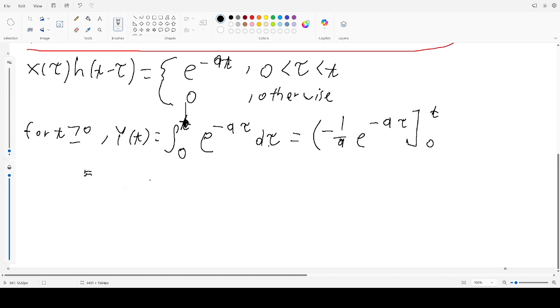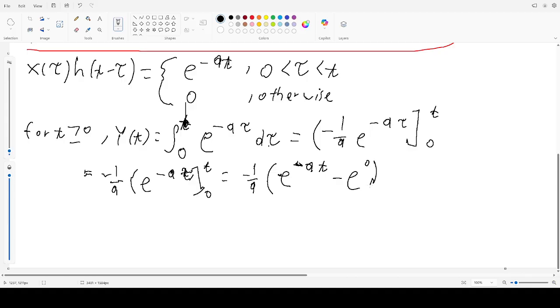Equals. Well, let's evaluate this integral. We can pull the negative 1 over a out because there's no variable there. Negative 1 over a times e to the negative a tau, sorry, this is tau, from 0 to t. Negative 1 over a times e to the negative a t minus e to the 0. Negative 1 over a times e to the minus a t minus 1.